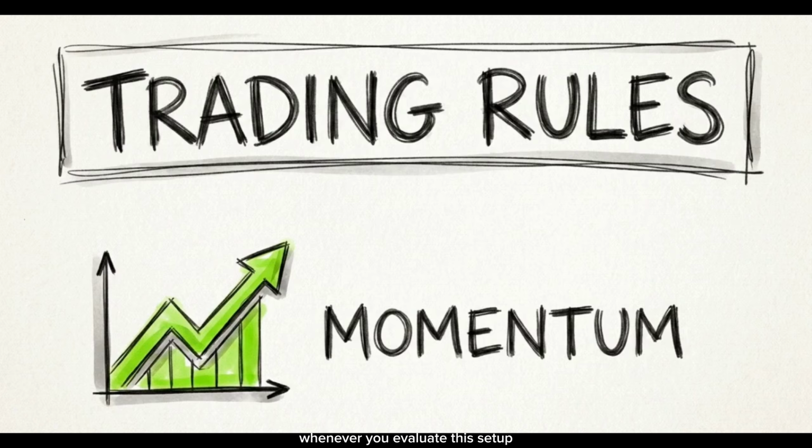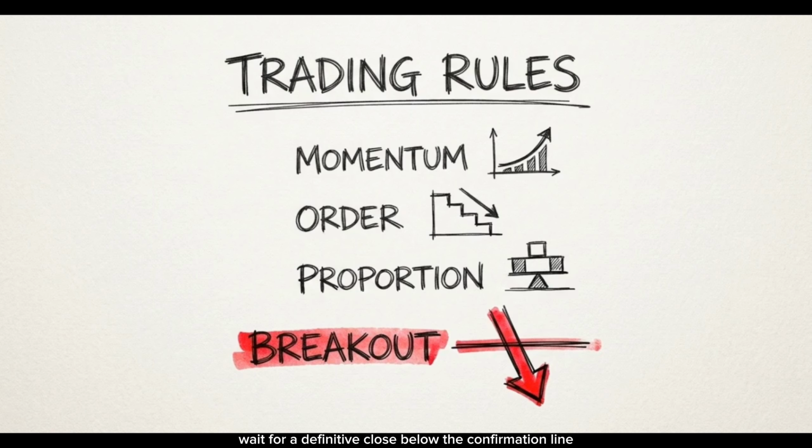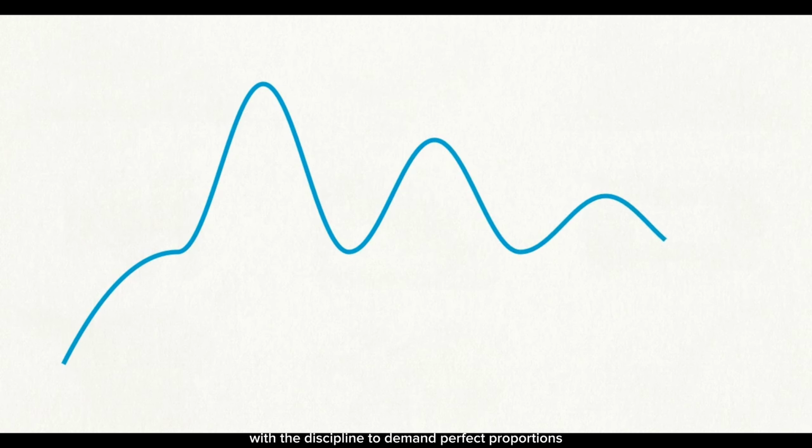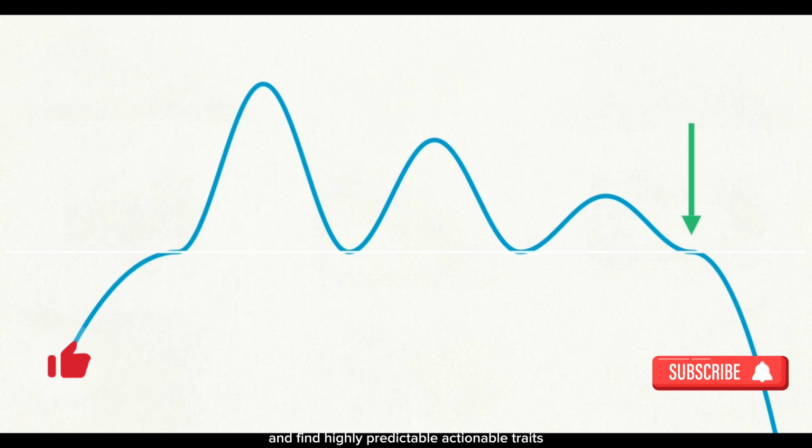Whenever you evaluate this setup, run it through this 4-part checklist. 1. Confirm an existing upward trend. 2. Verify 3 strictly descending peaks. 3. Ensure the peaks are proportional in shape and size. And 4. Wait for a definitive close below the confirmation line. Chaotic chart noise doesn't have to be intimidating. By combining the patience to wait for confirmation with the discipline to demand perfect proportions, you can read the psychology of the market and find highly predictable, actionable trades.